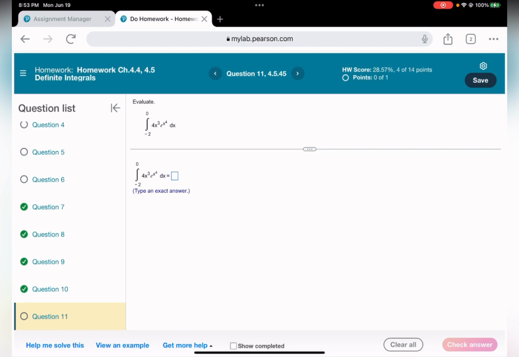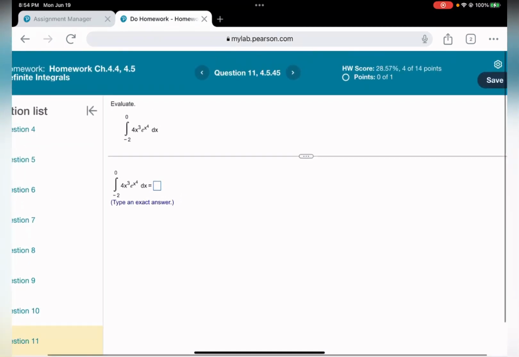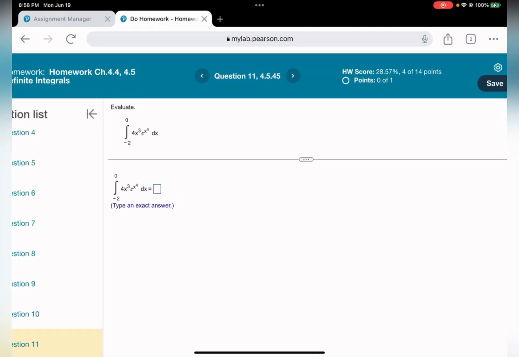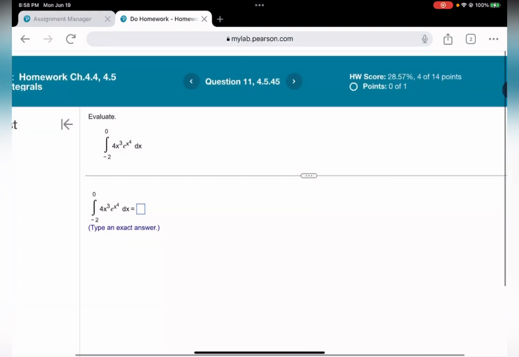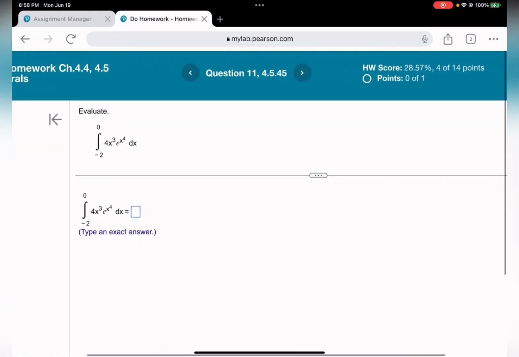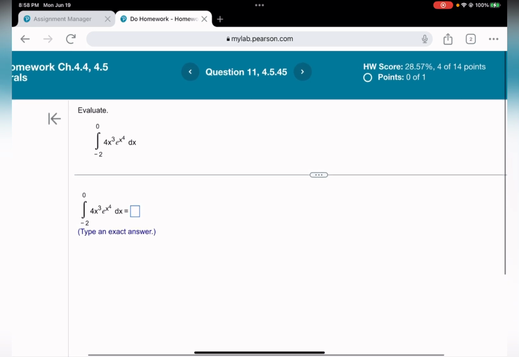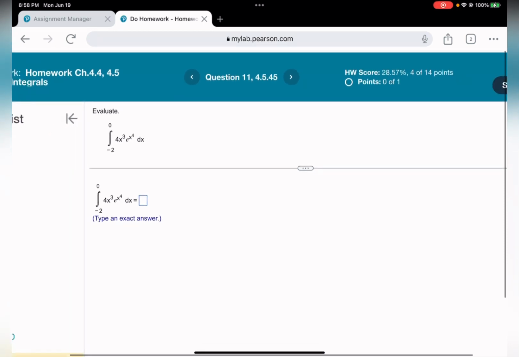Good job. All right, so I think we learned how to deal with integrals with natural logarithm. So moving to question number 11. Okay. So this time we have a definite integral, which is on the interval negative 2 and 0, integral 4x cubed e to the power x to the 4 dx. Let's see how we're going to solve.